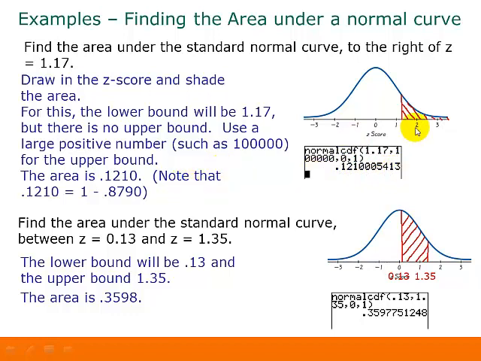And again, remember that the total area under this curve is equal to 1. So the area that we found in the last example was from 1.17 to the left. This one is actually the complement of that. So the answer that we got here is the same as 1 minus the answer we got in the previous problem.